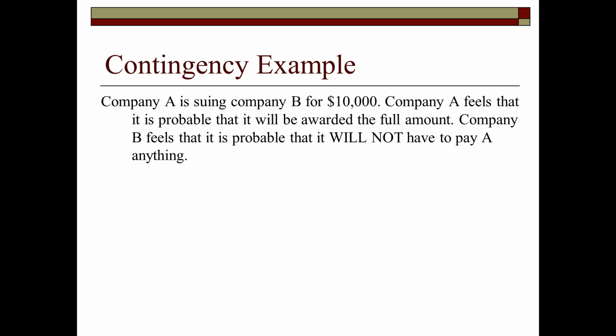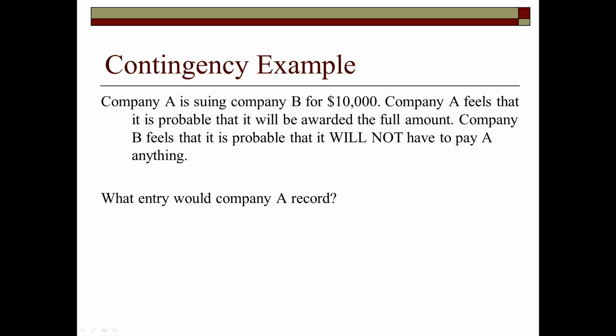Let's look at a contingency example. Company A is suing Company B for $10,000. Company A feels that it is probable that it will be awarded the full amount. Company B feels it is probable that it will not have to pay A anything. What entry would Company A record? Think carefully.